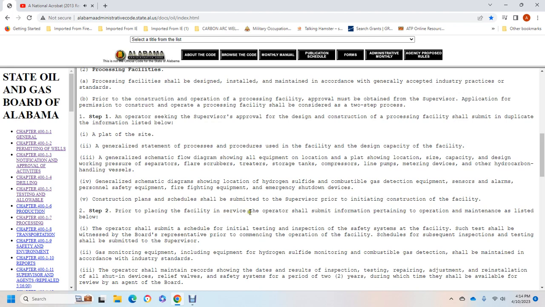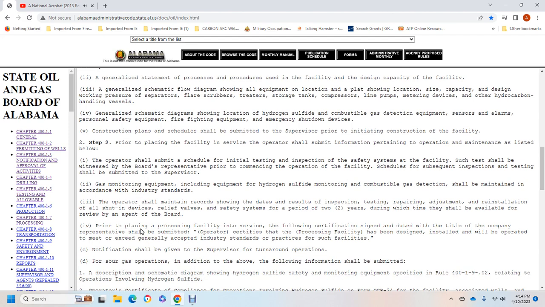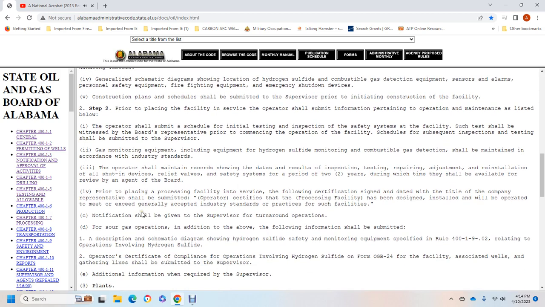Step 2. Prior to placing the facility in service, the operator shall submit the following operation and maintenance information, listed below. 1. The operator shall submit a schedule for initial testing, inspection, and safety systems of the facility, to be witnessed by a board representative prior to commencing operation of the facility. 2. A schedule for subsequent inspection and testing shall be submitted to the supervisor. Gas monitoring equipment, including hydrogen sulfide monitoring and combustible gas detection equipment, shall be maintained in accordance with industry standards. 3. The operator shall maintain records showing the dates and results of inspection, testing, repairing, adjustment, and reinstallation of all shut-in devices, relief valves, and safety systems for a period of 2 years, during which time they shall be available for review by an agent of the board. 4.